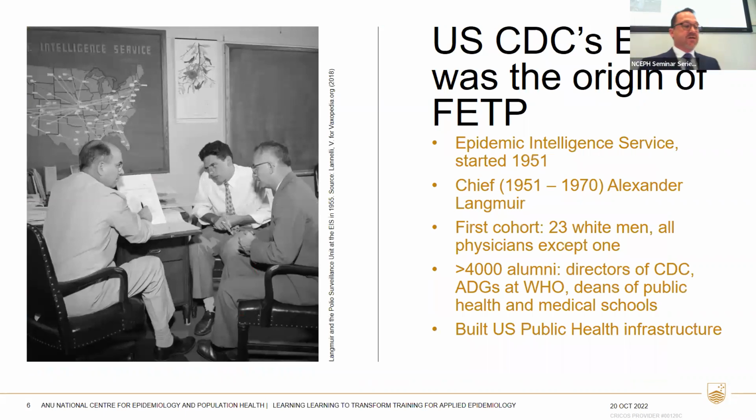FETP find their origins in the US CDC's Epidemic Intelligence Service, or EIS, which started in 1951. Alexander Langmuir, who's pictured here at the ball game, was the first chief epidemiologist at CDC, and he designed EIS. Its first cohort had 22 white male physicians and 1 statistician. Since then, EIS has graduated 4,000 people, some of whom became CDC directors, assistant directors general at WHO, and public health school deans. Many credit EIS with strengthening or building the US public health infrastructure.